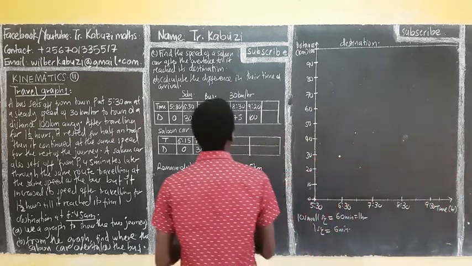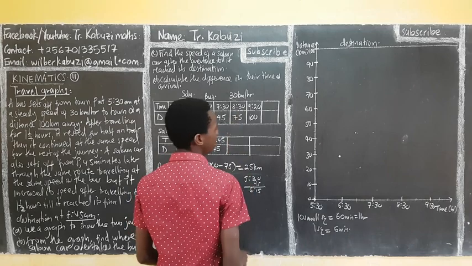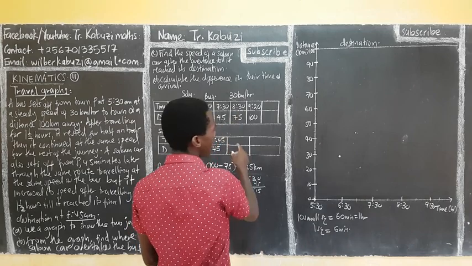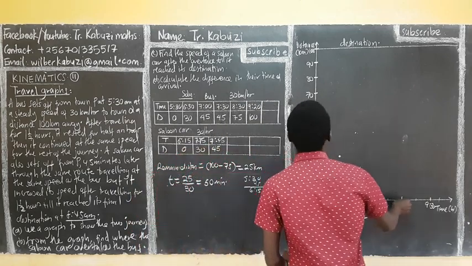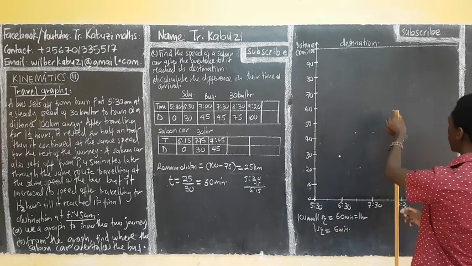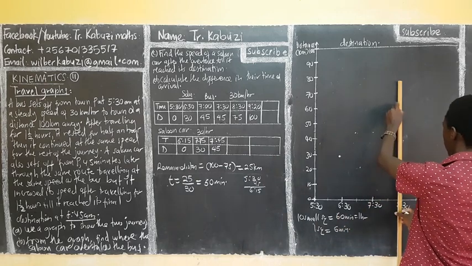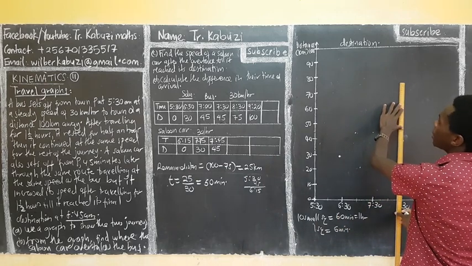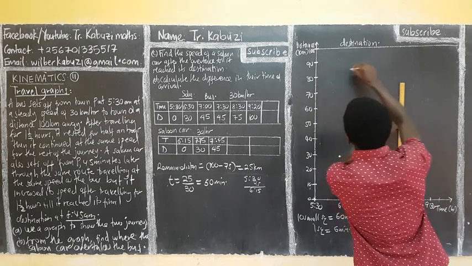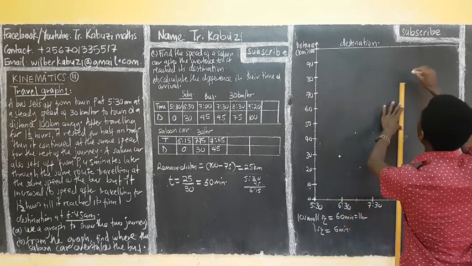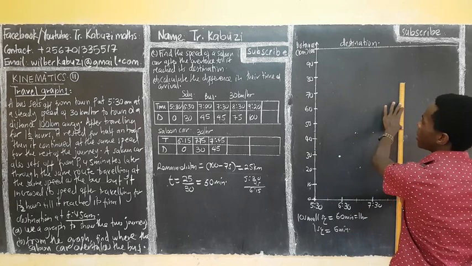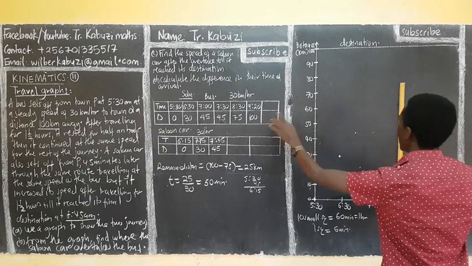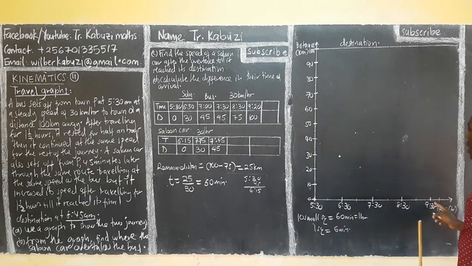Or you can go to 8:30. At 8:30, this is where my 8:30 is. It was at 75. So 8:30, it was at 75. So this is where my 75 is. So it's going to be here. Then at 9:20, now I count.